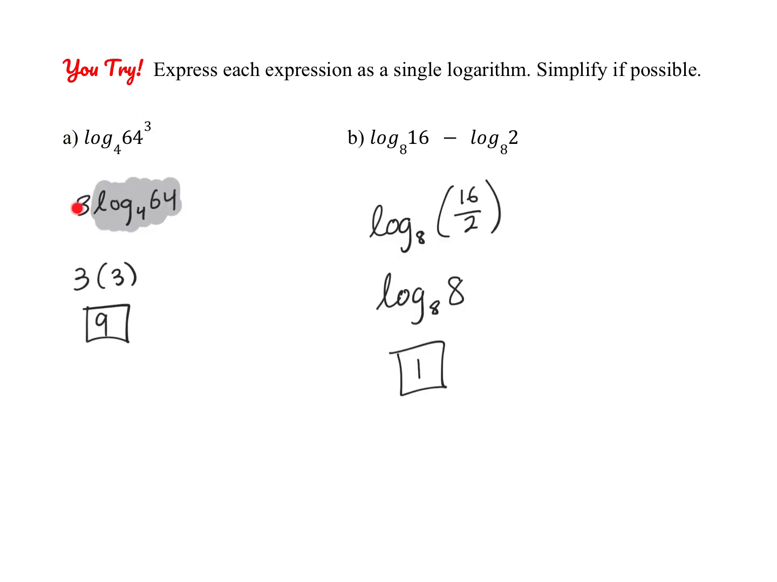Here we can use that power property, so you can take the exponent 3 and move it right out front. And we can evaluate the log base 4 of 64. It's equal to 3, then you multiply that by the 3 that was out front, and you get 9. And then for part B, we can use that quotient property, so a single logarithm where you're taking the quotient of these two numbers, so it becomes log base 8 of 8, which is 1.